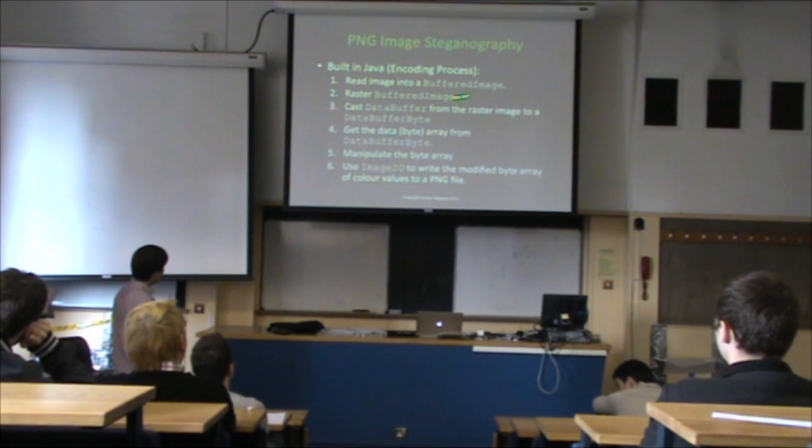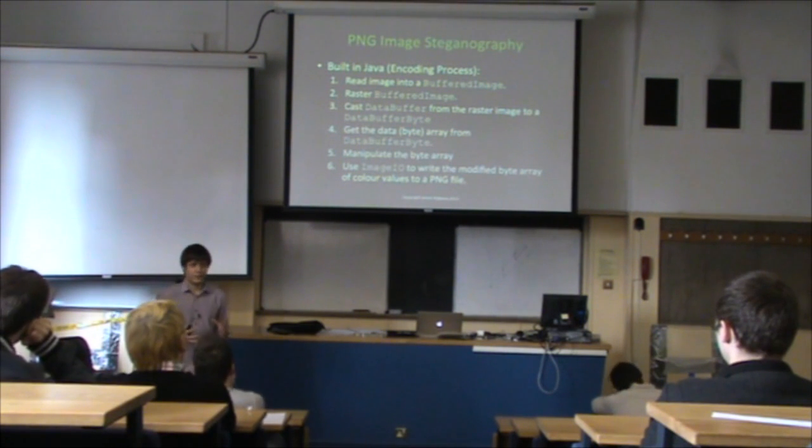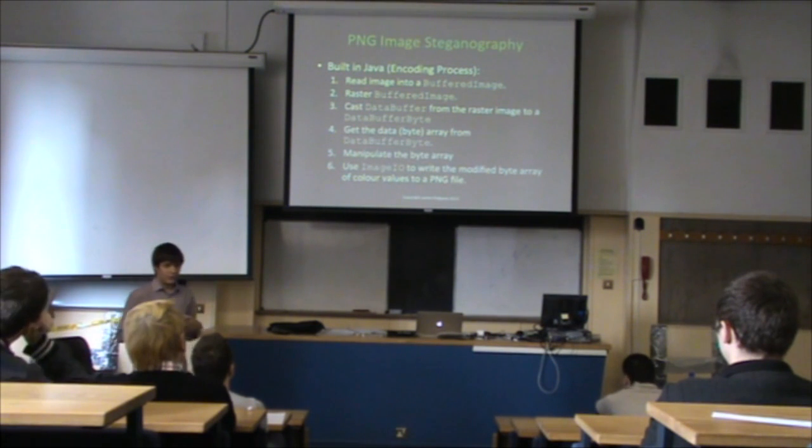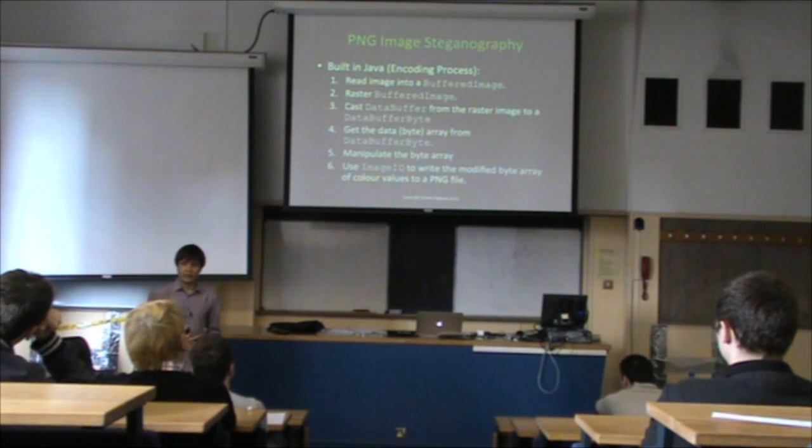What you do is you read your image into a buffered image object, and you compute basically the raster version. From this rastered version, you can get a data buffer. You need to cast this data buffer object to a data buffer byte, and then there's a get data method which will allow you to get an array of all of the pixel values, the RGB values for the entire image.